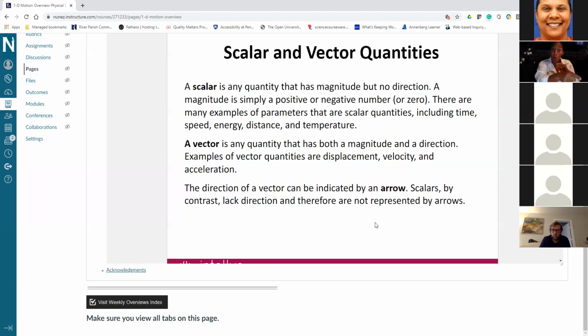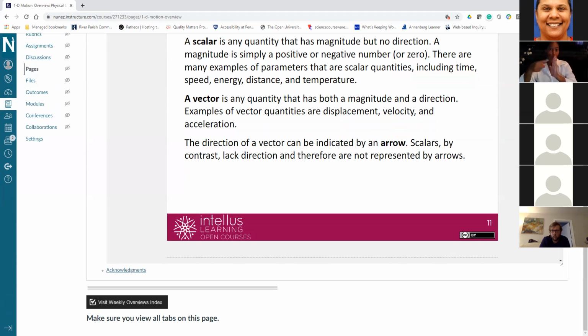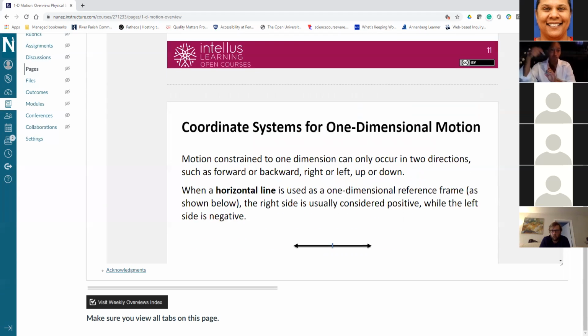Scalars, because they do not have a direction, cannot be represented by arrows. Okay, so that's notation again, right? Because we all want to be on the same page in terms of notation.